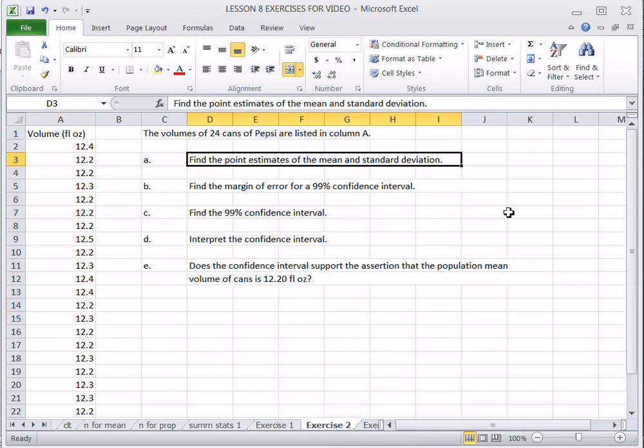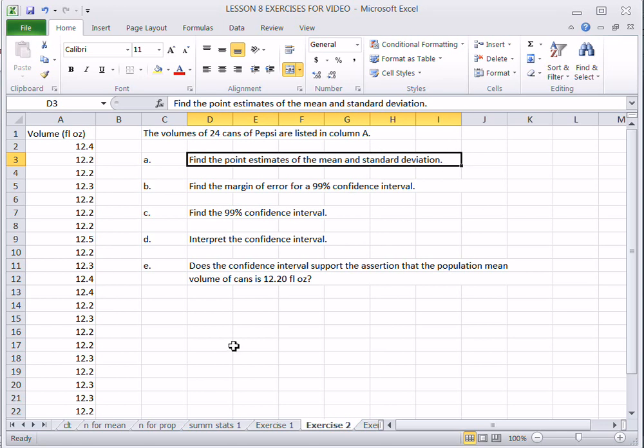So we want to find again the point estimates of the mean and standard deviation for this data set. Recall that the standard deviation is a measure of variation, and remember we use that standard deviation in order to find a standard error, which is then used to find the margin of error, although that is done for us using the summary statistics.